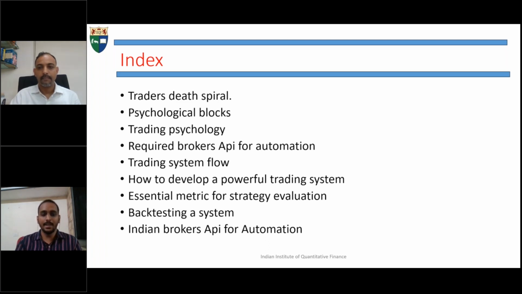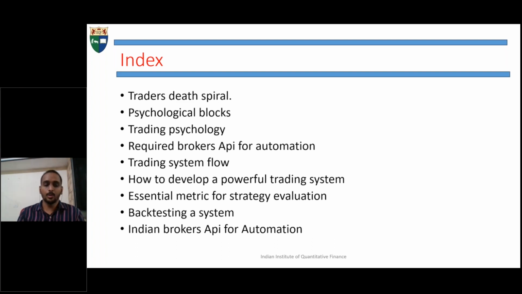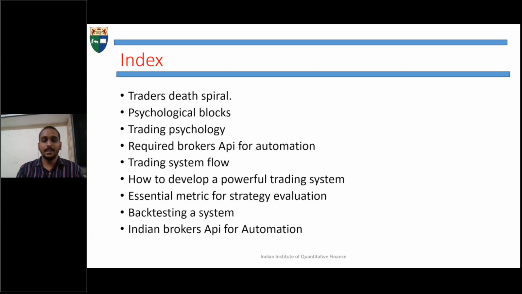Post this, we will be looking at some brokers' APIs for automation for algo trading. We will be going through the high level trading system flow, how one can automate his current trading system, and then develop powerful trading systems. Post this, we will be looking at the essential metrics for trading strategy evaluation. We'll be doing this with a live trading system, downloading the P&L report from the back office of one of the Indian brokers, and later on the Indian broker's API for automation. This session will consist of 30% trading psychology, 30% developing a trading system, and the rest will be a practical session.